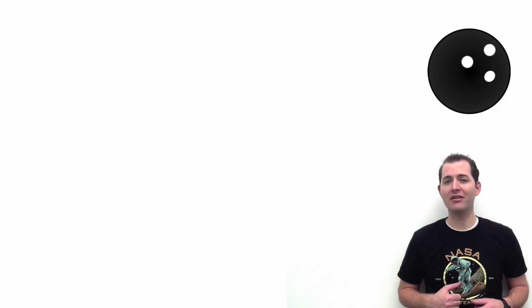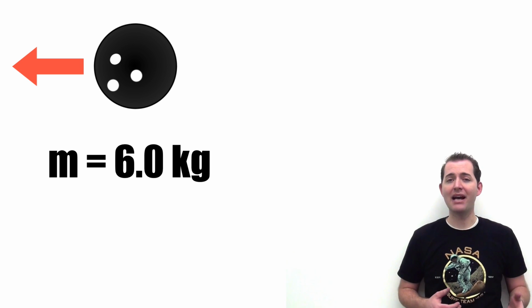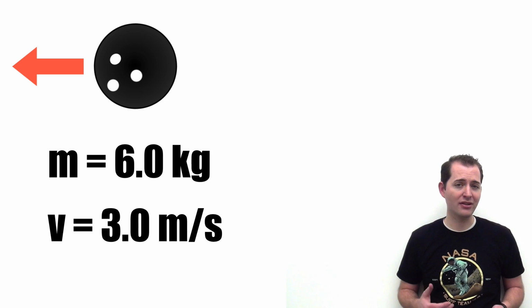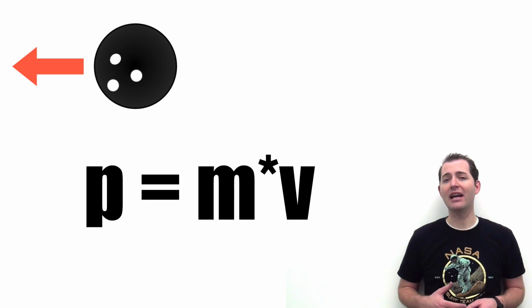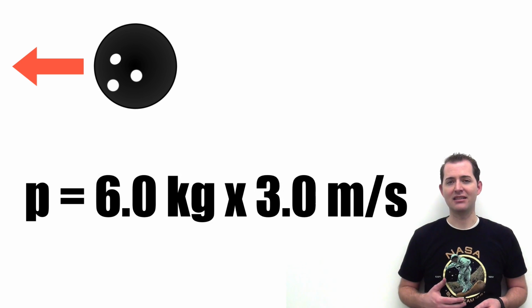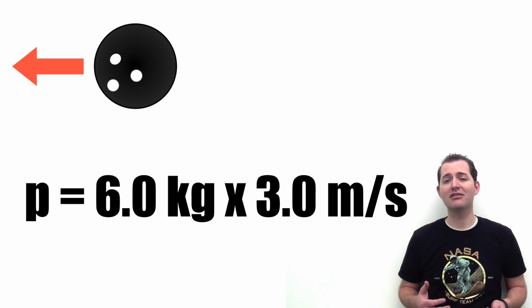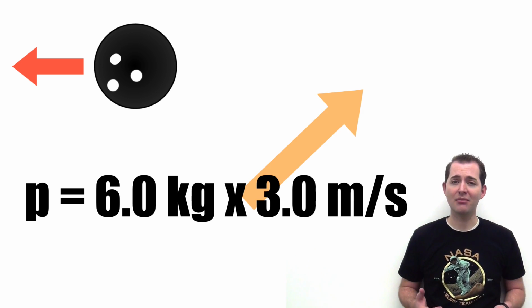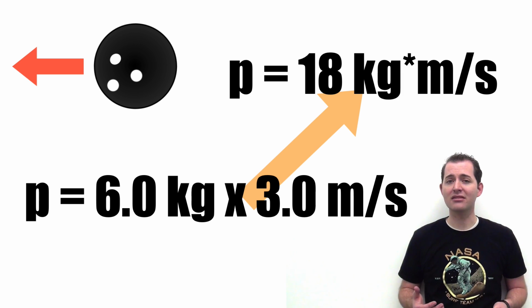Let's say we have a bowling ball that's rolling at 3 meters per second down the lane, and that bowling ball has a mass of 6 kilograms. Let's start by listing the things that we know. The mass of the bowling ball is 6 kilograms, and the velocity is 3 meters per second. We also know that the equation we're going to use for momentum is p equals m times v. All we have to do is substitute in the mass and the velocity. So we will be looking at 6 kilograms times 3.0 meters per second. This gives us a momentum of 18 kilogram meters per second.